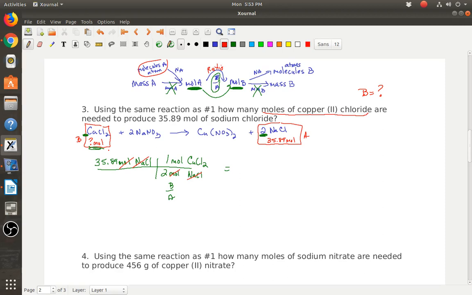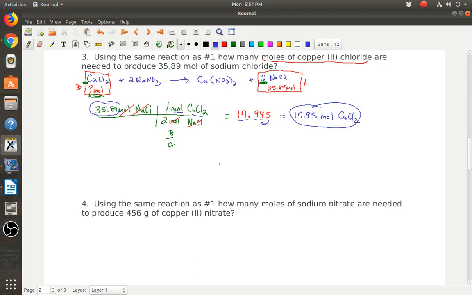So it's just 35.89 divided by 2, which is 17.945. And then I look at significant figures. There are 4 sig figs, 1, 2, 3, 4 sig figs. That 5 causes the 4 to round up. 17.95 moles of copper 2 chloride. Moles of sodium chloride cancelled. All right, so you see the pathway helped me realize I didn't need some things. Let's do the next question.